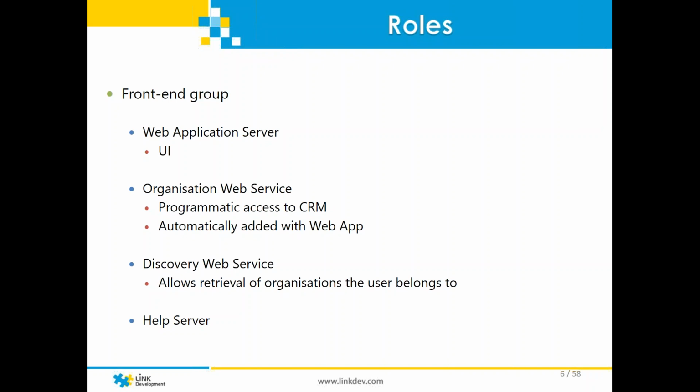The front end has a few roles. There is a web application server role, which provides the UI, as you can see. There is the organization web service, which actually provides programmatic access. If anyone of you knows SOAP and REST, it's like SOAP. REST is an architecture, and SOAP is a protocol that allows you to access resources on the internet, on a network. So, for example, I can write. Let's take a quick example. I just want you to get an idea of how it works. That's the organization web service.